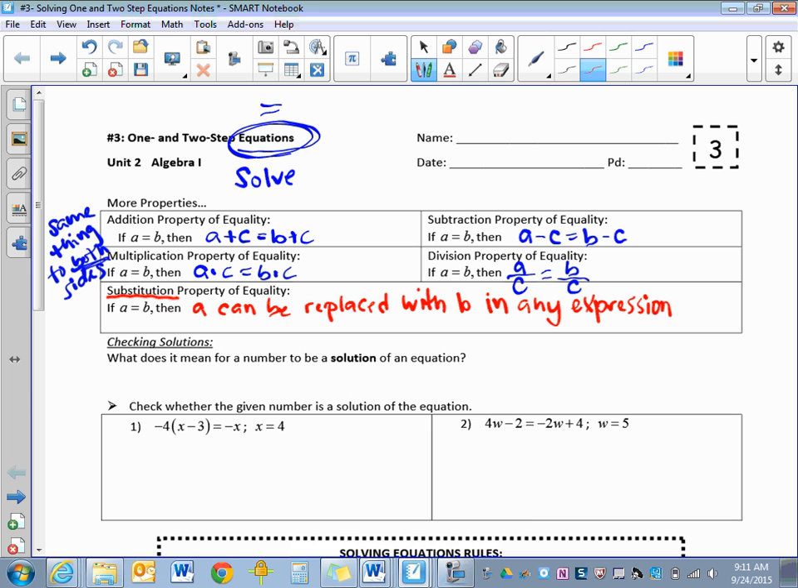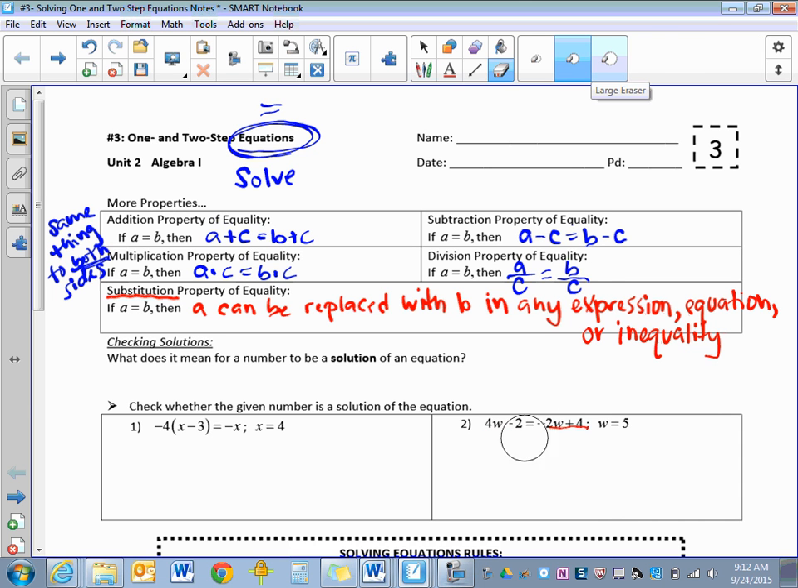remember, expressions do not have equal signs in them. This is an equation. Each side is an expression. 4w minus 2 is an expression. Negative 2w plus 4 is an expression. So it can be replaced with B in any expression, equation. Equations have equal signs, so this entire thing here is an equation. Or inequality. Remember, an inequality has that inequality sign. So if I have less than or equal to here, that would be an inequality.